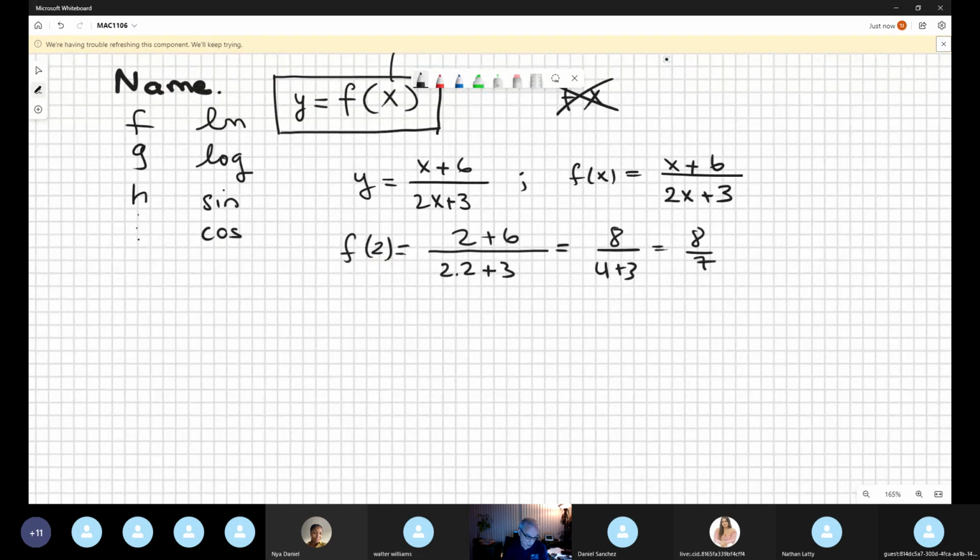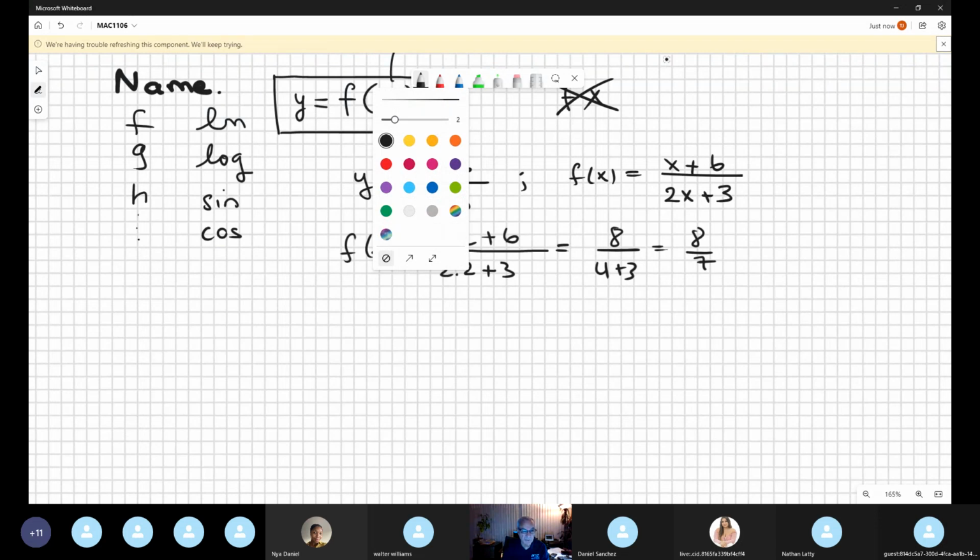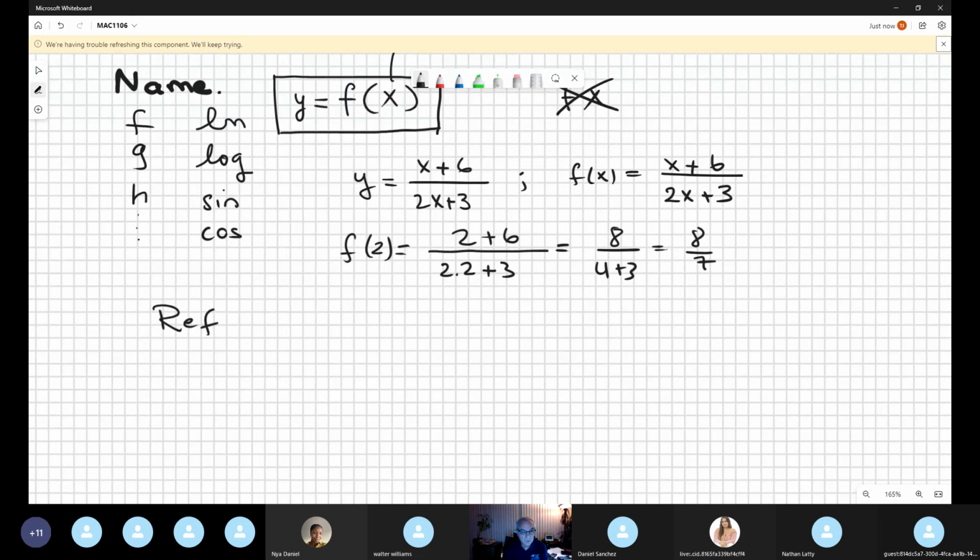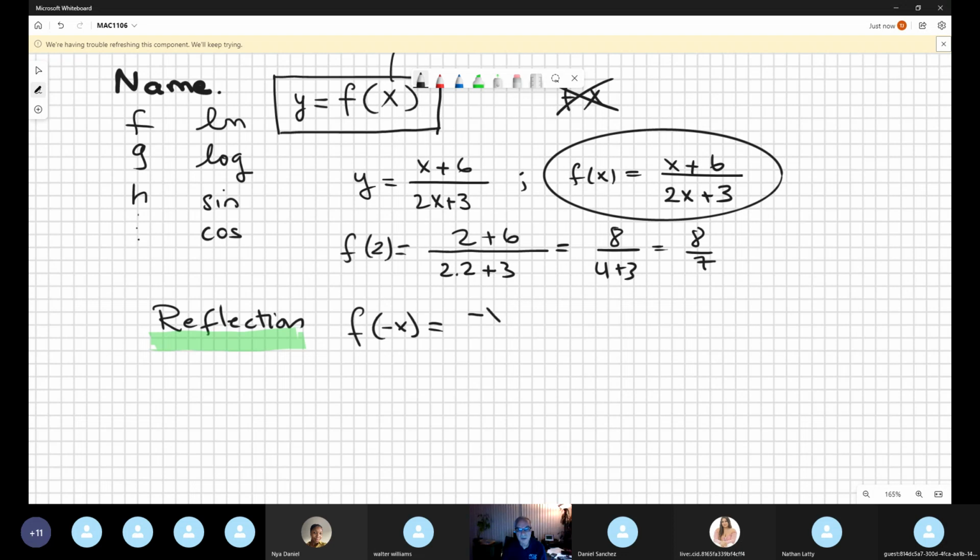Okay. However, we have different transformations. For example, you have reflection. Okay, I don't want to explain in detail. I only want to explain the algebra, but not the geometric interpretation. Reflection. What is the reflection? When you have the function given at the beginning, this one, I want to make a reflection. Reflection is you replace x with negative x. This is minus x plus 6 divided by 2 times minus x plus 3.